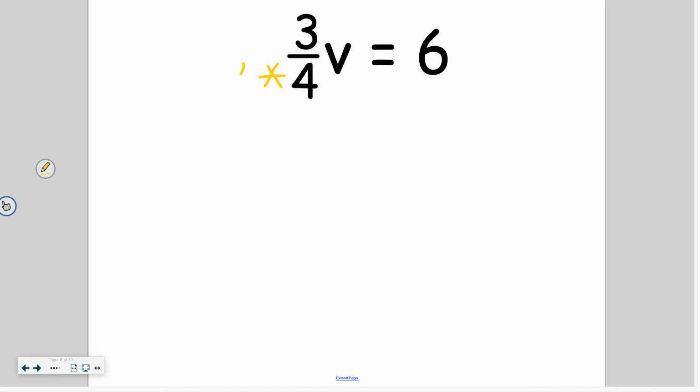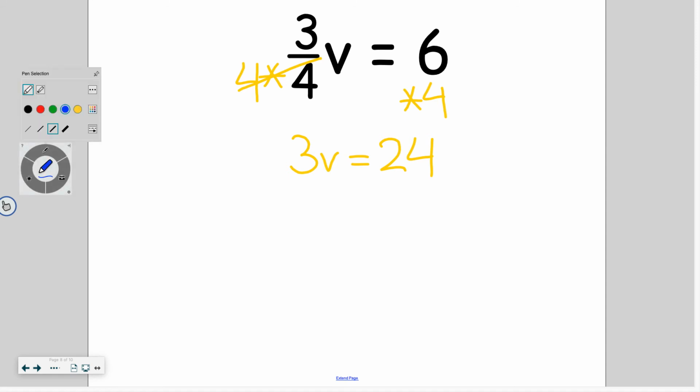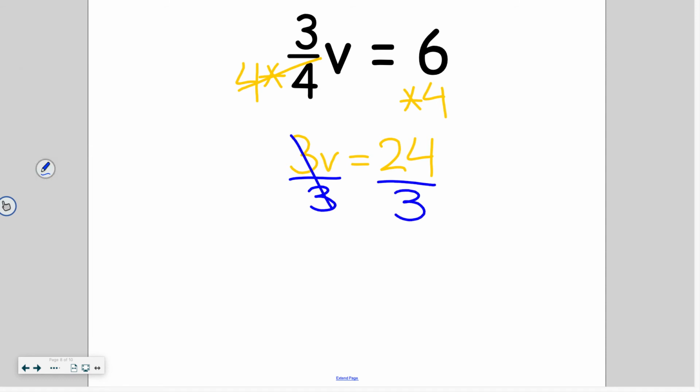So that means dividing by 4. So to get rid of dividing, we're going to multiply by 4. So that took care of the 4. So we still have 3 times v, because our numerator tells us what we're multiplying by. So we've got 3 times v is equal to 24. We still don't have our variable completely by itself, so now we're going to have to divide by 3 to get rid of the multiplying by 3. So that's going to give us v is equal to 8.